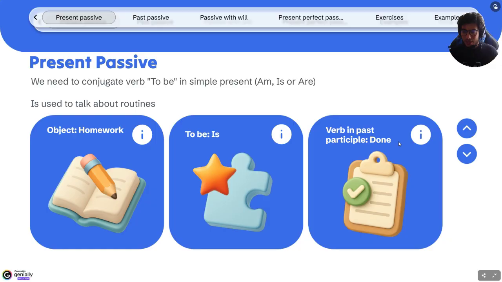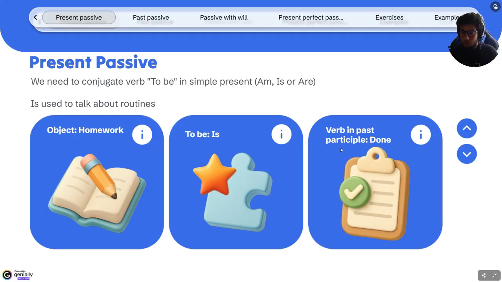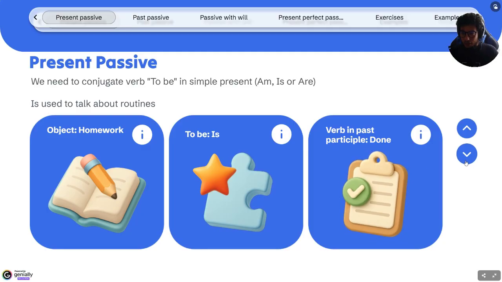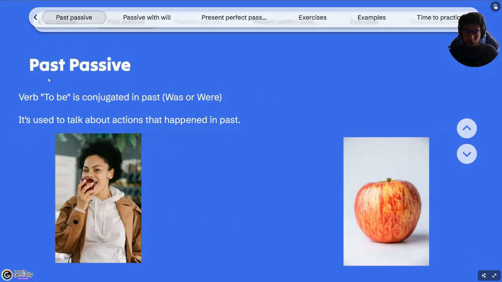Remember that in this case the person is not relevant, but if we would like to include a person, we can use by. Saying, for example, homework is done by me or by my brother. Doesn't matter. Okay, guys? So remember that. Then let's continue with our past passive.